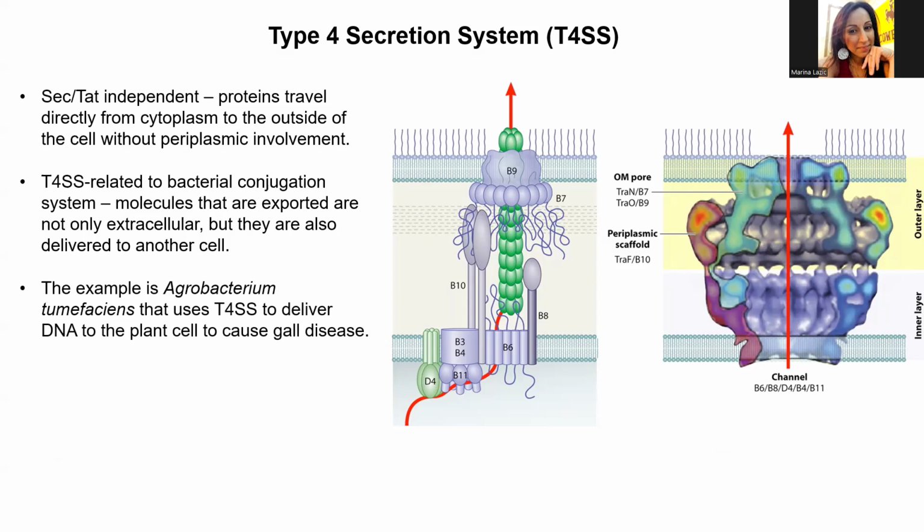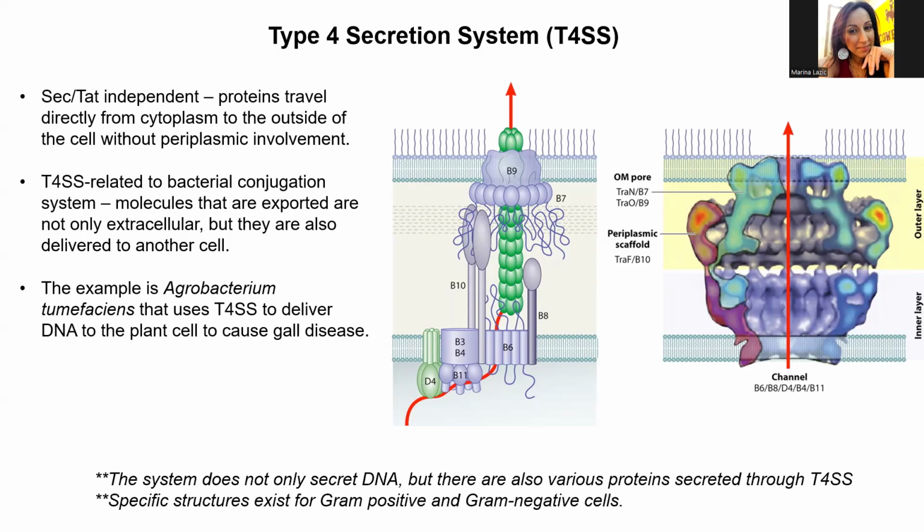So, this was used in genetic modifications of plants, but it wasn't developed like that. We modified it, but generally this type 4 secretion system is delivering DNA to the plant cell to cause a specific plant disease called crown gall disease. So it's not only DNA, the system is also secreting other proteins through the type 4 secretion system.